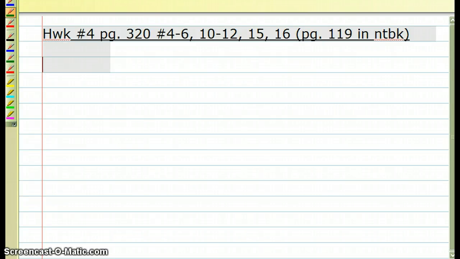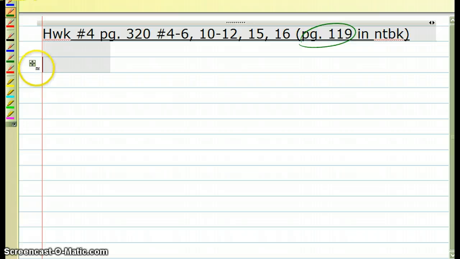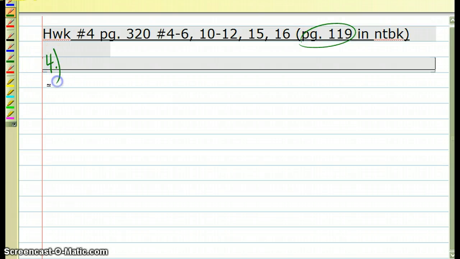Hi, this is Mrs. Zhu, and today we're working on our homework on page 119 in our notebook, and this is homework number 4. Make sure that you label your homework assignments so that when you do look back into the gradebook, it is labeled by numbers, homework number, so you can double check that very easily.